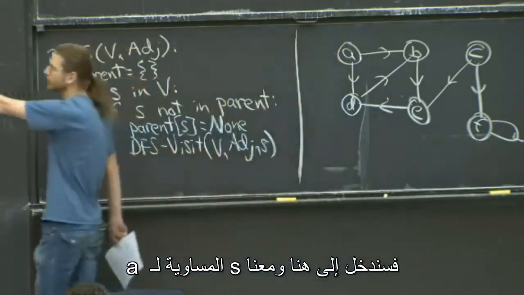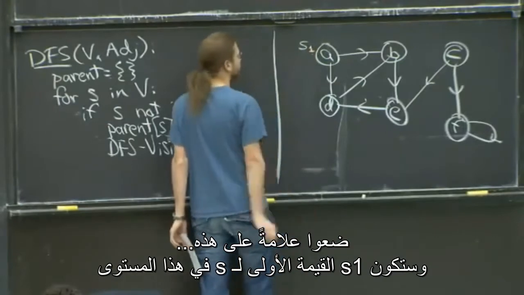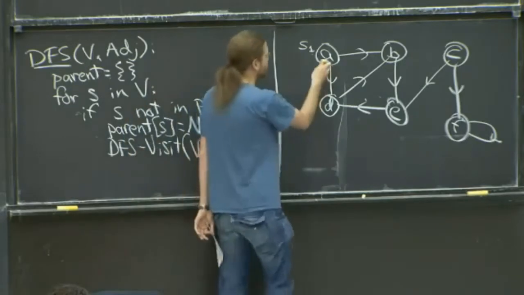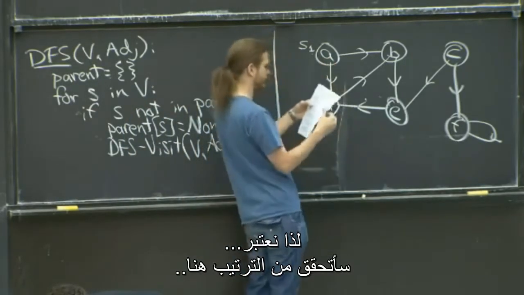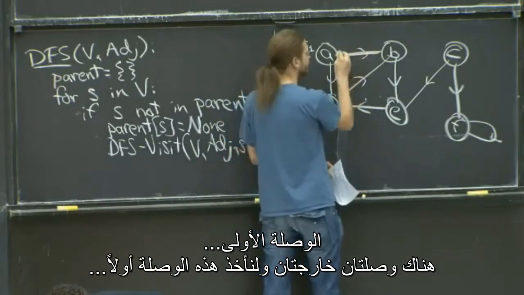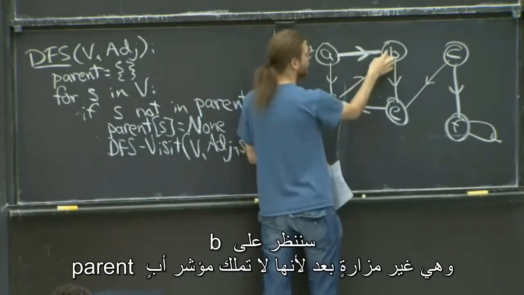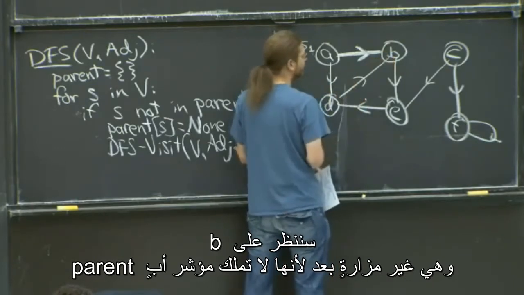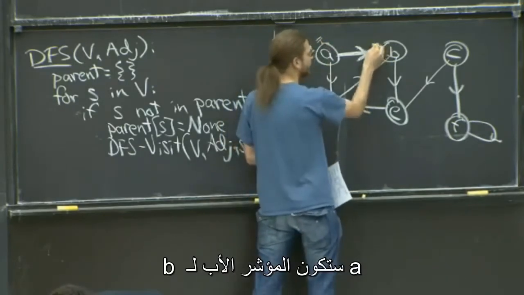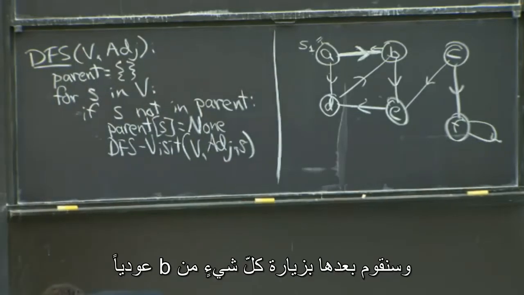So we enter here with S equals A. So I'll mark this S1 to be the first value of S at this level. So we consider, I got to check the order here. First edge we look at, there's two outgoing edges. Let's say we look at this one first. We look at B. B has not been visited yet, has no parent pointer. So this one has a parent pointer of null. B, we're going to give a parent pointer of A. That's here.